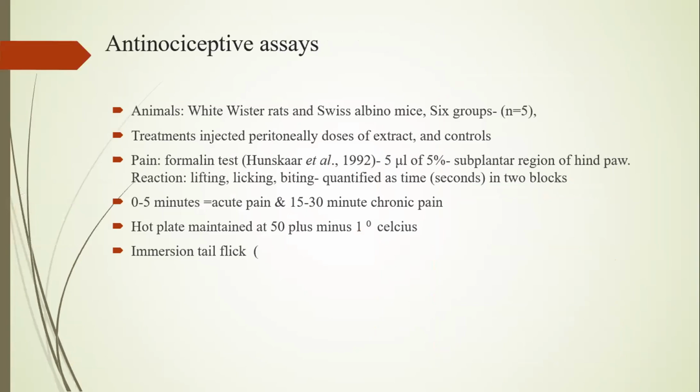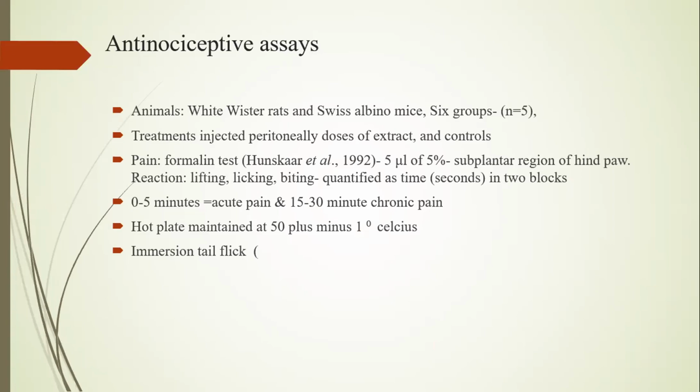For the antinociceptive assay, the animals that were used were the Wistar rats and the Swiss albino mice. The Wistar rats were used for the formalin test. The Swiss albino mice were used for the tail-flick and hot plate tests. They were divided into 6 groups, and the number in each group was 5. The various doses of the extract, and also the controls, were administered intraperitoneally.